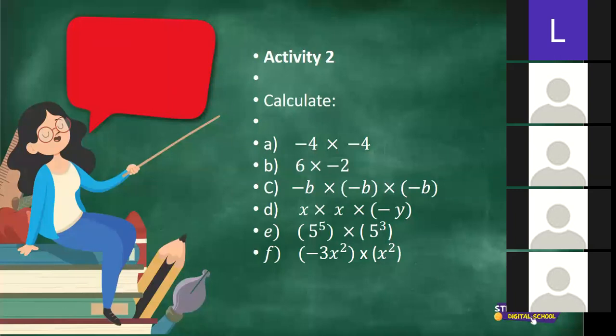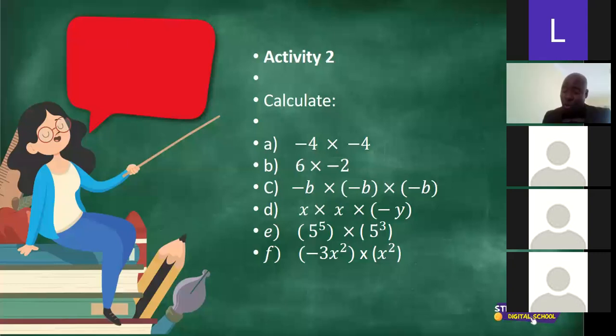We are carrying on. 6 times 2 is 12. Therefore, you multiply a positive number and a negative number. And then, of course, we'll go to the next one.